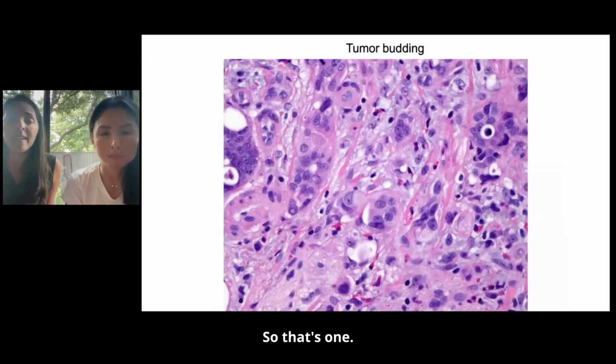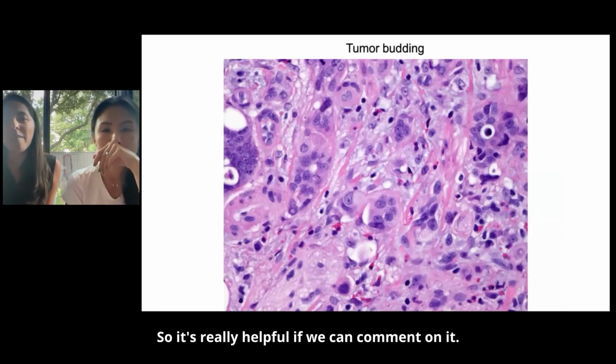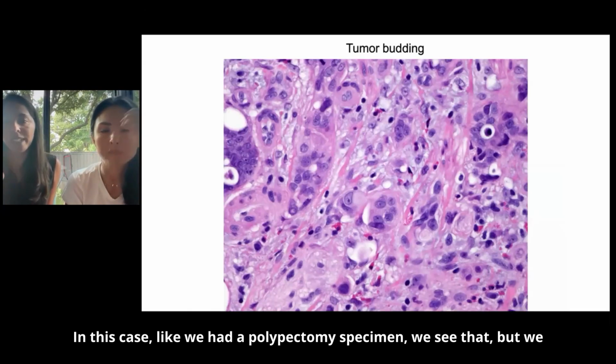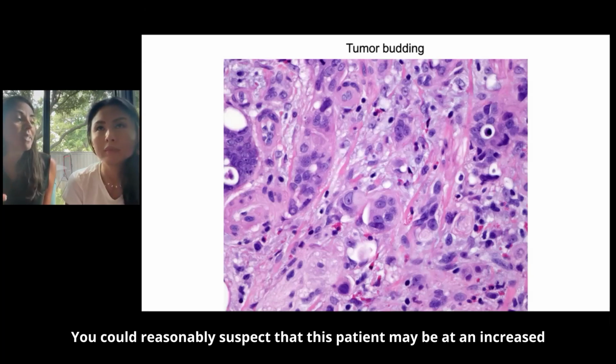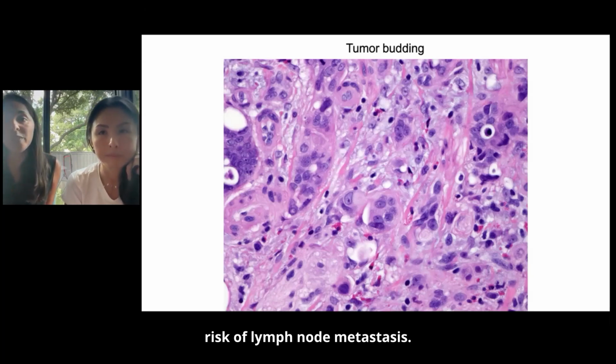So that's the main reason. So it's really helpful if we can comment on it. In this case, we had a polypectomy specimen, we see that, but we didn't see lymphovascular invasion. You could reasonably suspect that this patient may be at an increased risk of a lymph node metastasis.